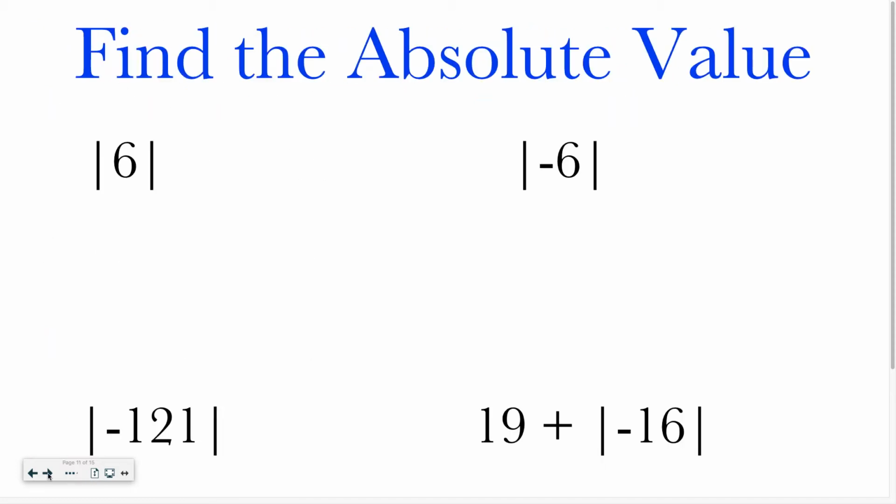All right, now let's practice finding the absolute value. So absolute value is the distance from 0. The distance a number is from 0. So if I were to write a 6 on a number line, here's 0, here's 6, and I want to know how far 6 is from 0. Well, it's 1, 2, 3, 4, 5, 6. So the absolute value of 6 is 6.